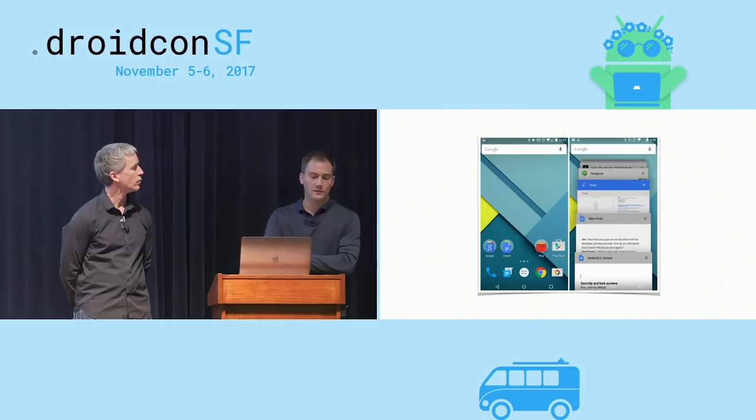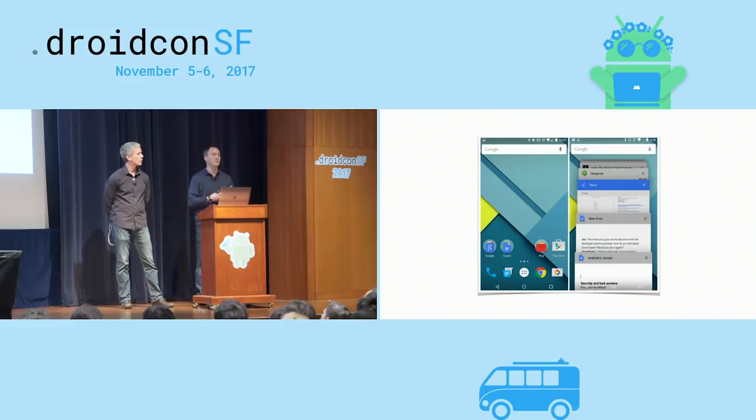We introduced a render thread. This was also the birth of Android TV and Android Auto. So Android was officially spreading to other platforms, not just tablets and phones anymore.